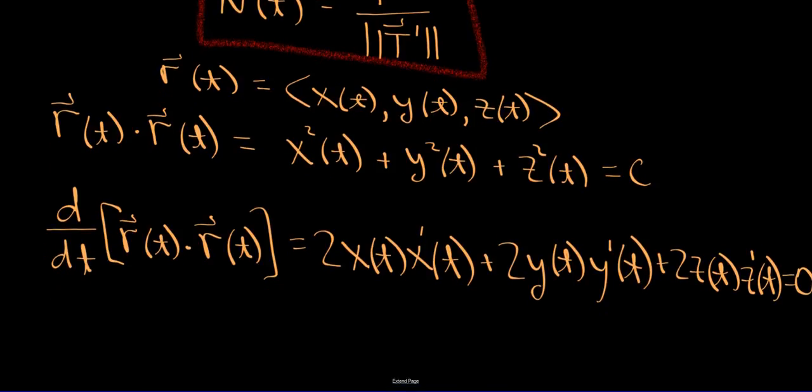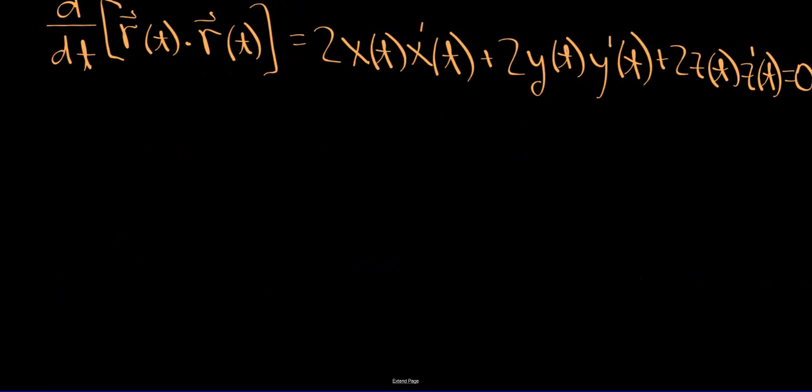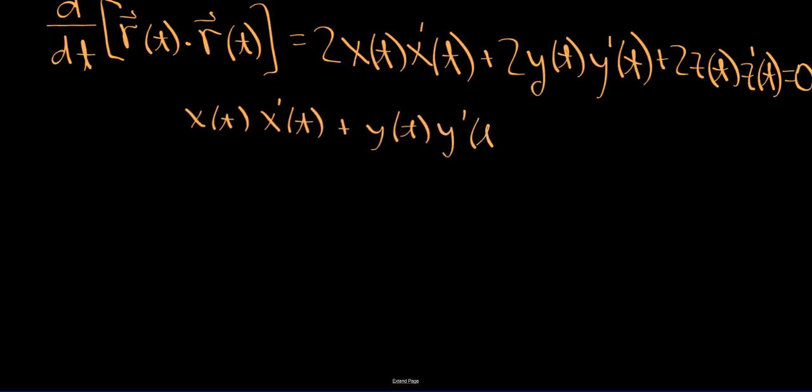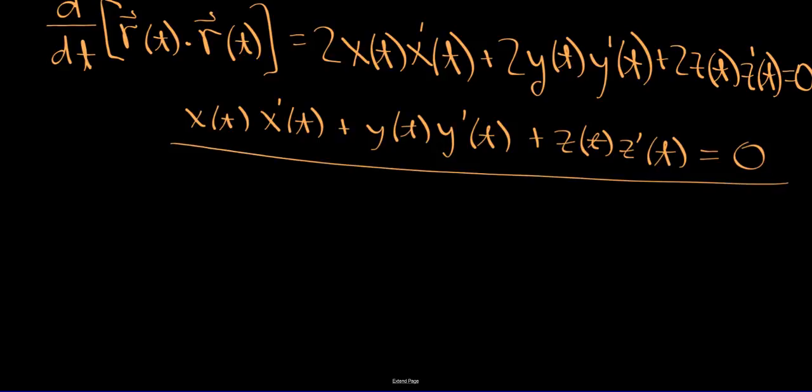Now, let me just divide out the 2, because I've got a 2 in every place. So here's what we've got: x of t, x prime of t, plus y of t, y prime of t, plus z of t, z prime of t, and all that equals 0. If you look at this, that is a dot product. What is it a dot product of? What do you think?